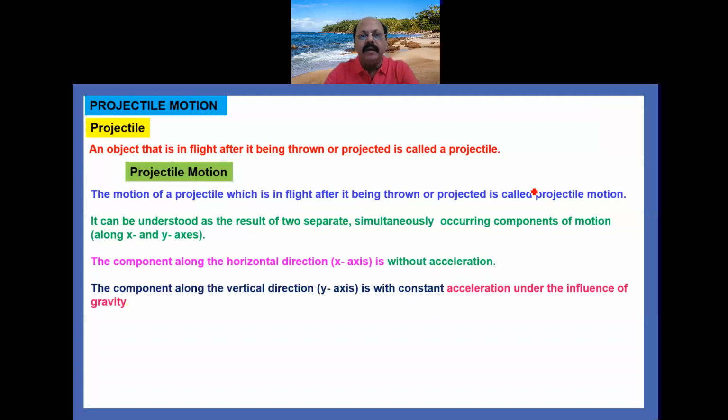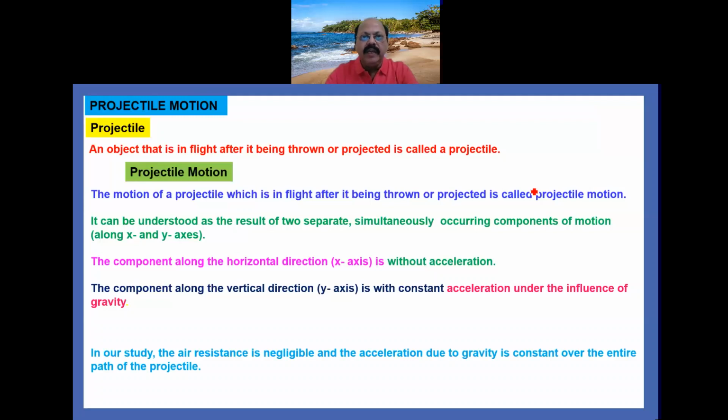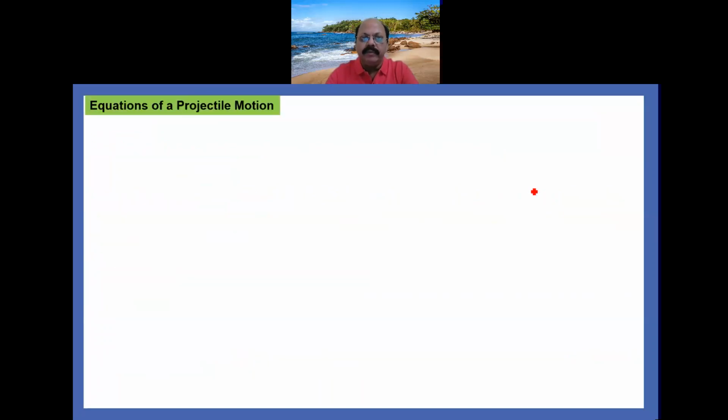Then the component along the vertical direction, that is along the y-axis, is with constant acceleration under the influence of gravity. And the last one is, in our study, the air resistance is negligible and acceleration due to gravity is constant over the entire path of the projectile. So these three assumptions we have to take, and then we derive the equation of motion.